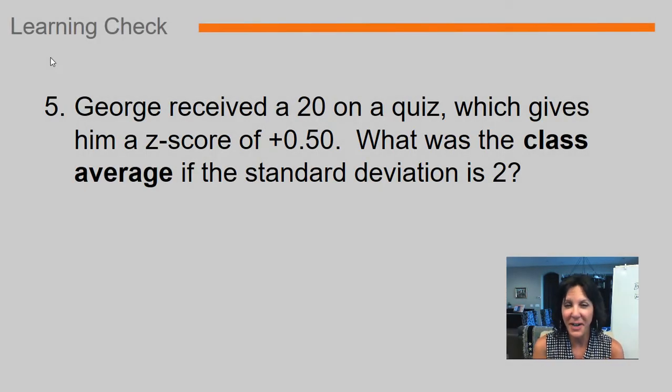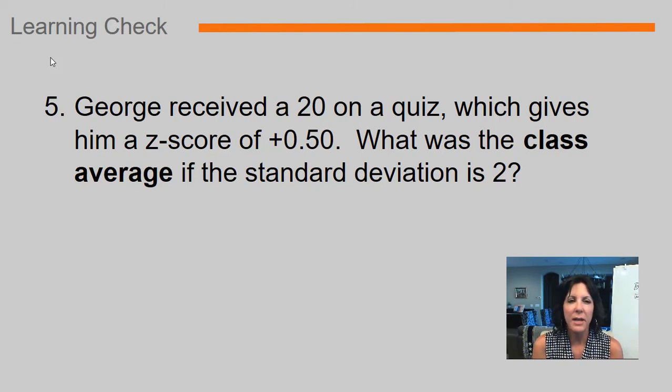For this last one, we're going to think about it. It's a lot of critical thinking here. George received a 20 on a quiz, which gives him a z-score of plus 0.5. What was the class average if the standard deviation is 2? So we don't know the class mean, in other words.